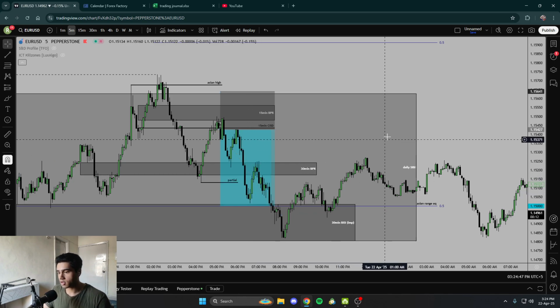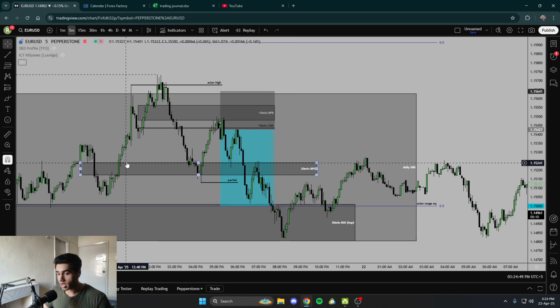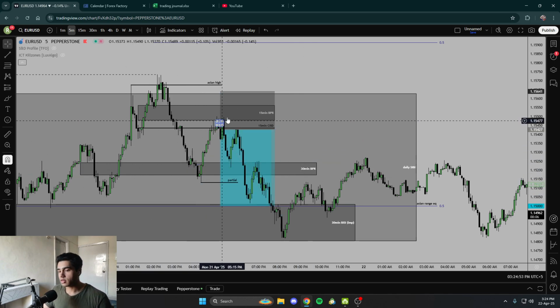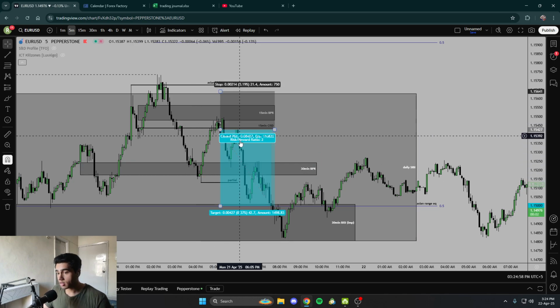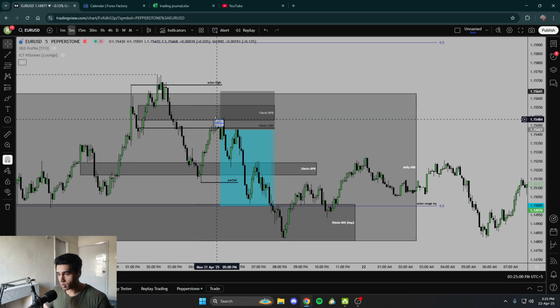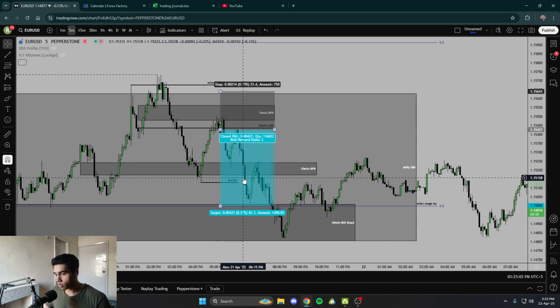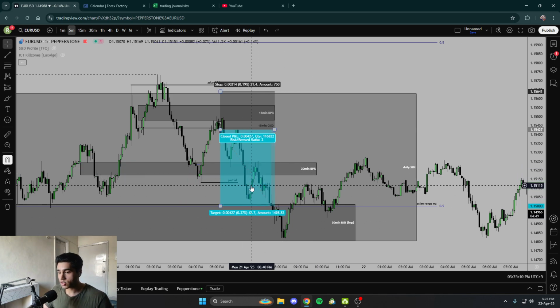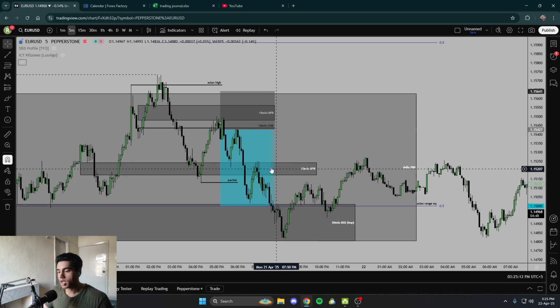I trusted my analysis. I knew that we ran through this 30-minute BPR, so it will act as an inverse, and that's what happened, right? It was initially acting as support, then we broke, then we had a retrace to the 15-minute change in delivery, then we broke below it, inversing it. We had a retrace back into it, and then continued down. So I sat through the retracements with patience, and then we continued towards my TP.